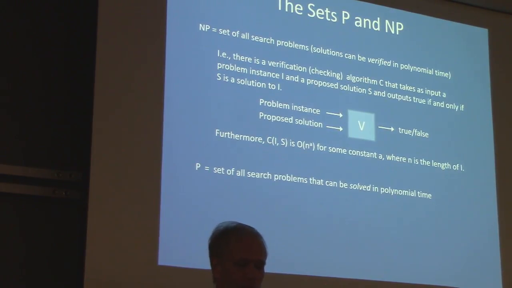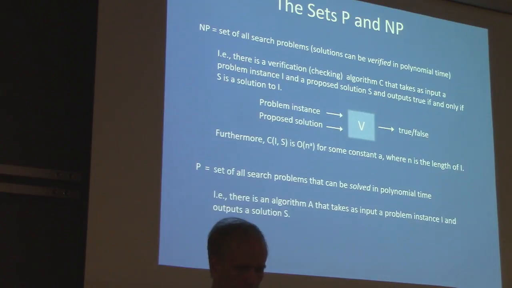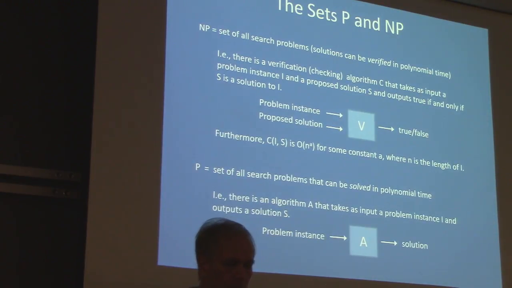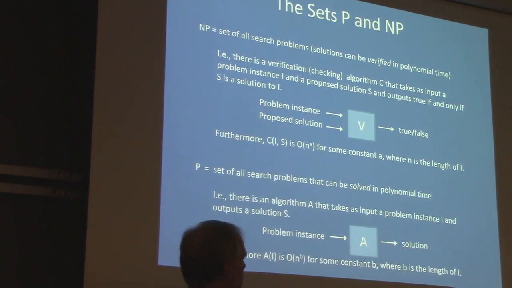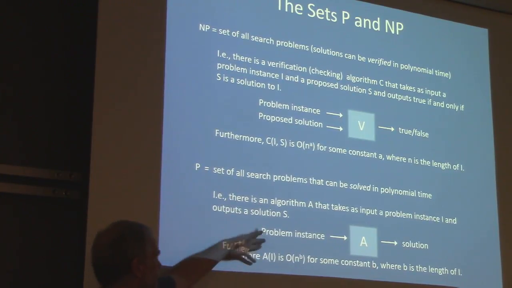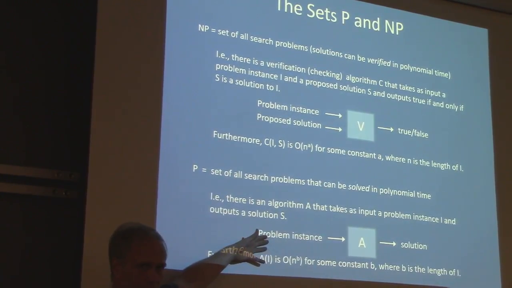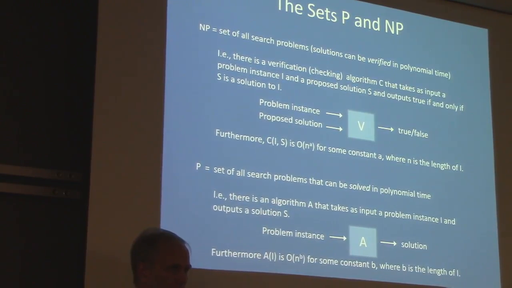Then P is going to be the set of all search problems that can be solved in polynomial time. Okay? So you feed in a problem instance, you get out the solution, and the algorithm A runs in polynomial time. Okay? So we spent all semester looking at problems like this. You feed in a problem instance, you get out a solution in polynomial time.